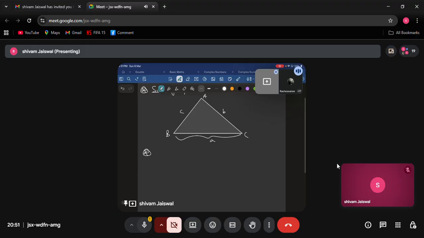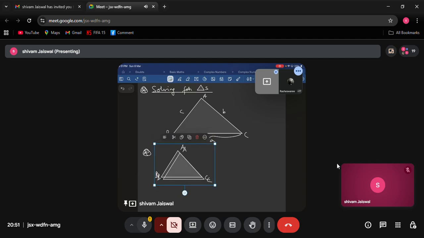You people can understand that if triangle ABC is congruent to triangle PQR, their corresponding sides and corresponding angles will be the same.